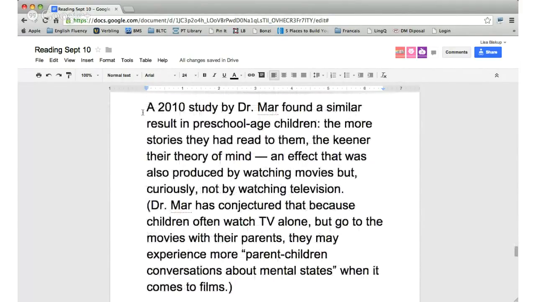All right, a 2010 study by Dr. Marr found a similar result in preschool-age children. So that's before school, so maybe like 4 or 5-year-olds. The more stories they had read to them, the keener their theory of mind, an effect that was also produced by watching movies, but curiously not by watching television. Dr. Marr has conjectured that because children often watch TV alone but go to the movies with their parents, they may experience more parent-children conversations about mental states when it comes to films.